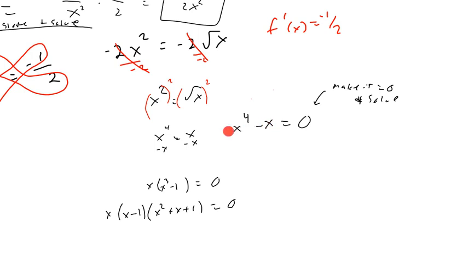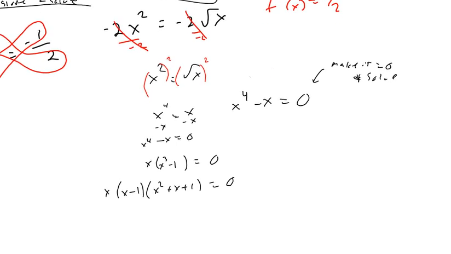And now that we have it equal 0, I see there's some factoring I can do. I can take out a common factor of x. This is x to the 4th minus x equals 0. I took out a GCF of x, became x times x cubed minus 1 equals 0. Right? Took out a GCF of x, made it x cubed minus 1 equals 0.